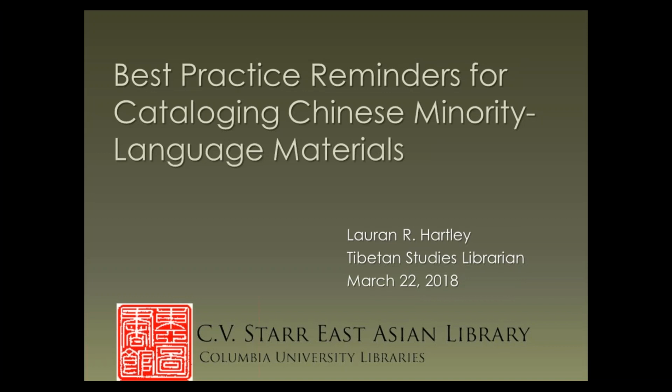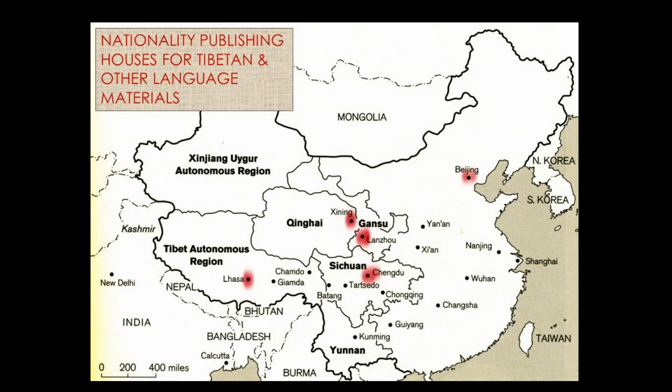Linguistic diversity in East Asian publishing may challenge catalogers, especially those of us working with materials that arrive from China but are written in what are officially called minority languages, such as Tibetan, Mongolian, and Uyghur. There are long-established conventions for cataloging these languages.